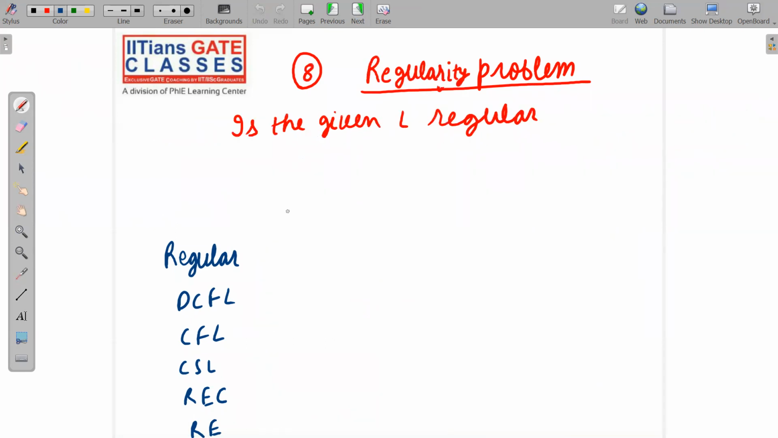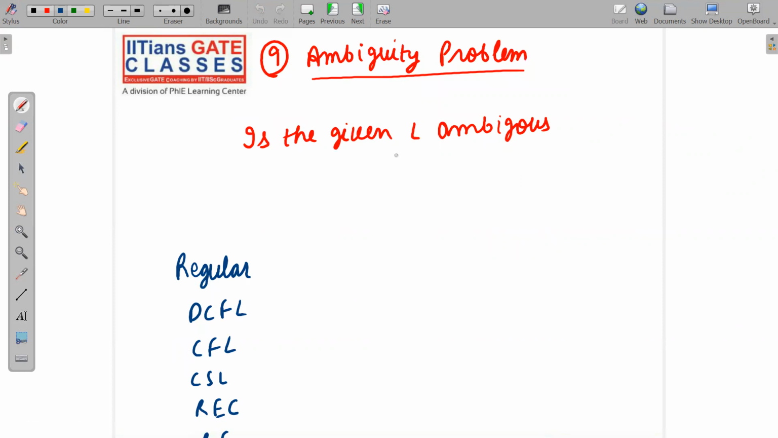Next is the regularity problem. Is the given L regular? Obviously this question is trivial for regular. If the given L is regular, then obviously it is regular, so it is decidable. For DCFL also it is decidable, but for the rest, it will be undecidable. Please note it down carefully. Next is the ambiguity problem. Is the given L ambiguous? For regular, it will be decidable. For DCFL, it will be decidable, but for the rest, it will be undecidable.